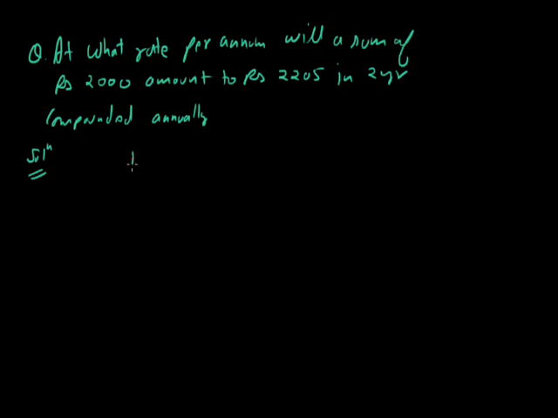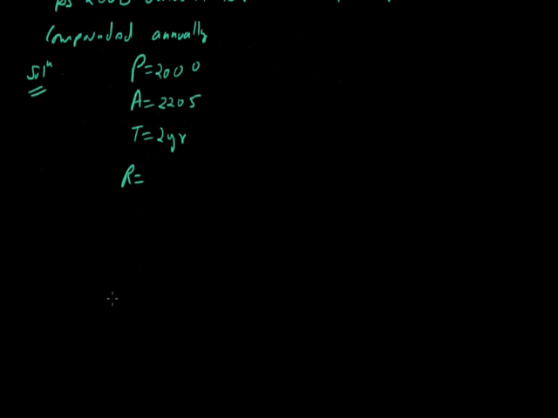Again the principal is 2000, the amount is 2205, and the time period is again given to us, that is 2 years. Here the rate of interest is unknown, that we have to find. Now again we apply the formula for compound interest, that is A is equal to P (1 plus R by 100) raised to the power T.